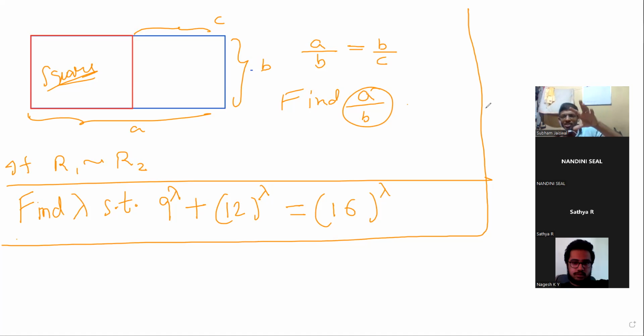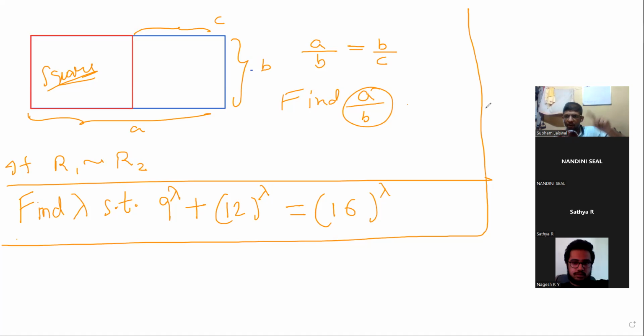So there is some rectangle where one side is A and the second side is B. It's a very special rectangle because when you cut out a square from the corner, the remaining rectangle is similar to it. Which means the bigger side by smaller side of the bigger rectangle is the same ratio as the bigger side by smaller side of the small rectangle. Now use that to find A by B.